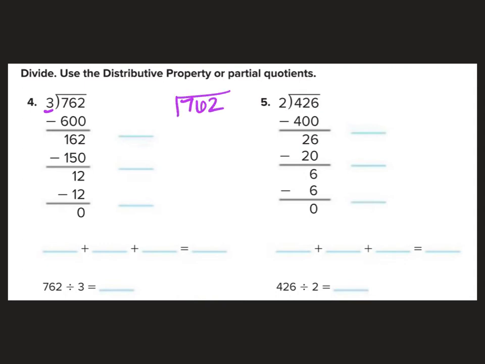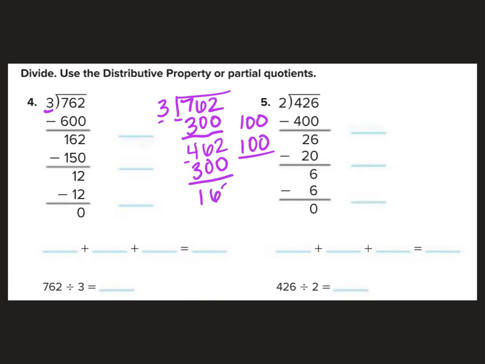762 divided by 3. So let's say I look at 3 and I say, you know what? I can multiply 3 by 100 to get 300. Like you might see that. So, okay, let's do that. We'll subtract 300. 3 times 100 is 300. We know that. So then left over I have 462. Okay, I can get another 100 in there. 100 times 3 is 300 again, so I'm just going to subtract 300. So I have 162 now.